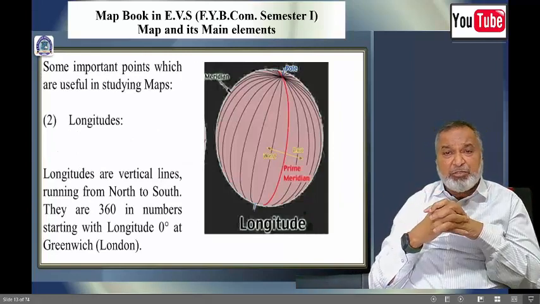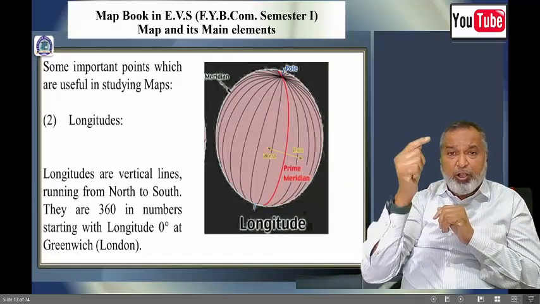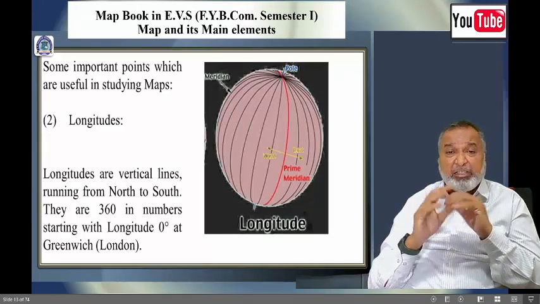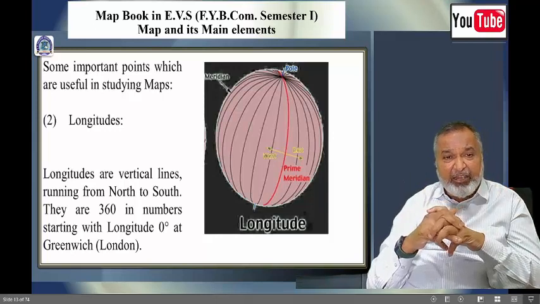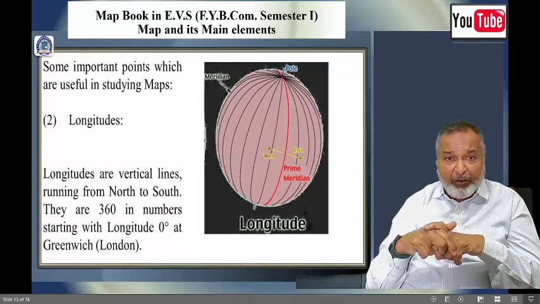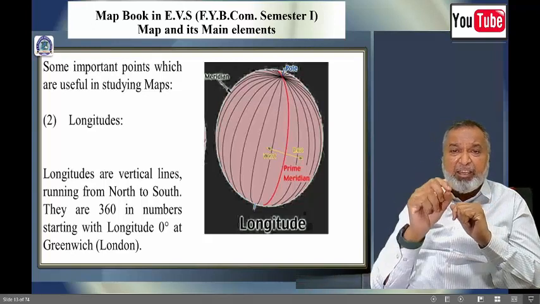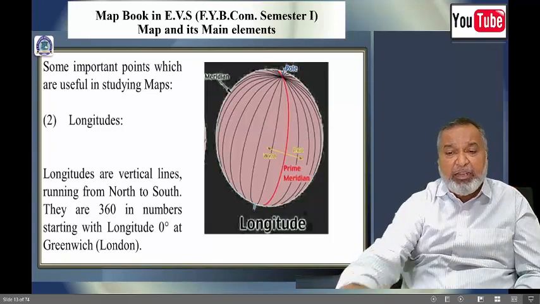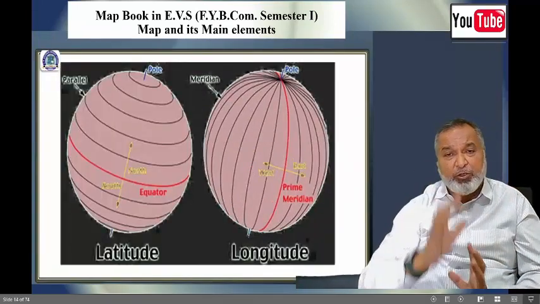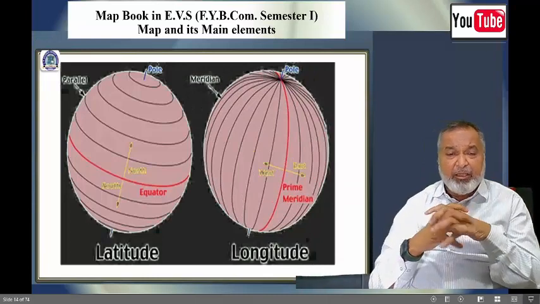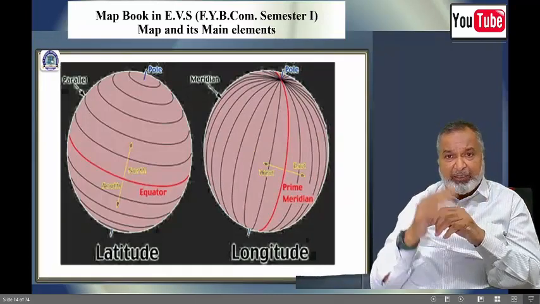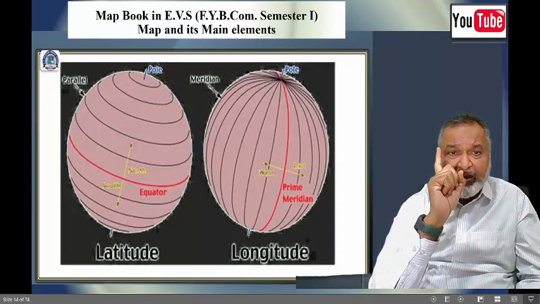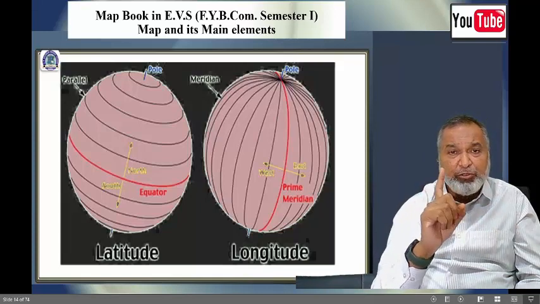Now the next lines are the vertical lines, running from the north pole to the south pole. These are in 360 degrees. And the longitude which is 0 is measured at Greenwich in London, and from there it has been done. So, vertical as well as horizontal lines. Again, the latitudes are the horizontal lines and the verticals are the longitudinal lines. Latitudes are 180, whereas longitudes are 360.